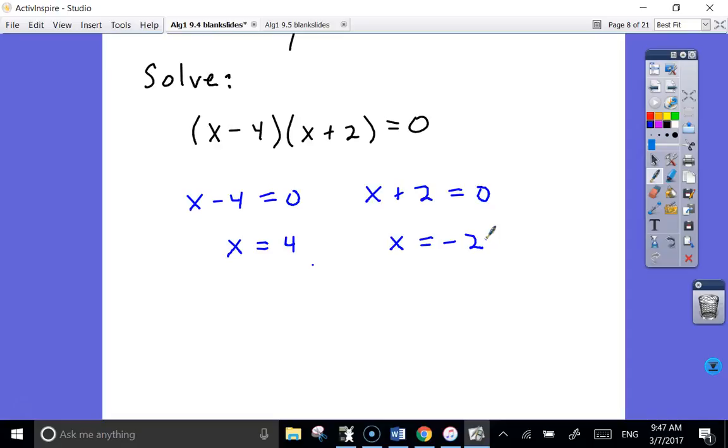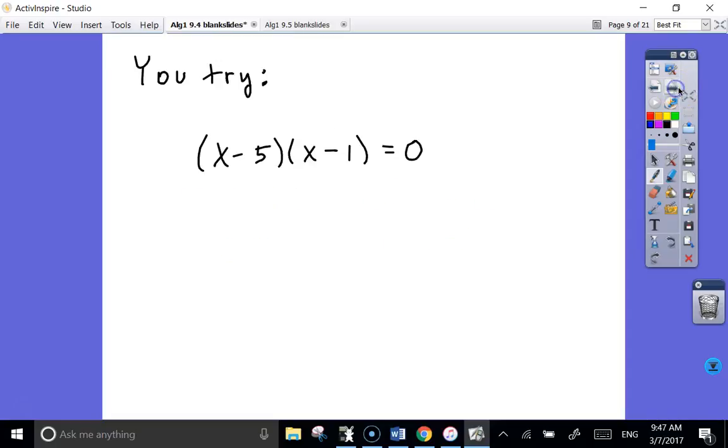But if you don't get it yet, definitely you can write the equation, set the whole factor equal to 0, and then solve it like an equation that we did in the beginning of Algebra 1. Okay. So try that one. You should have two solutions to this equation. What are they?